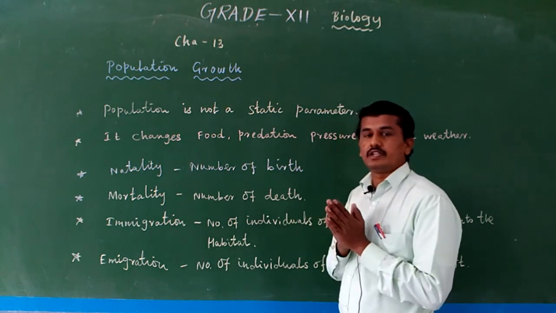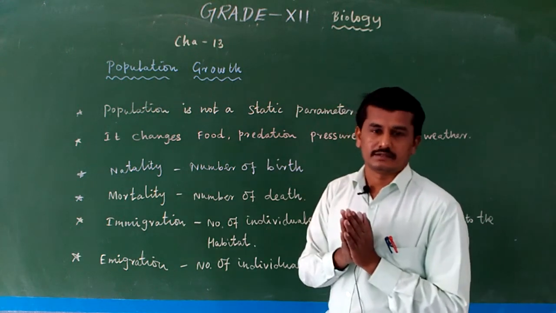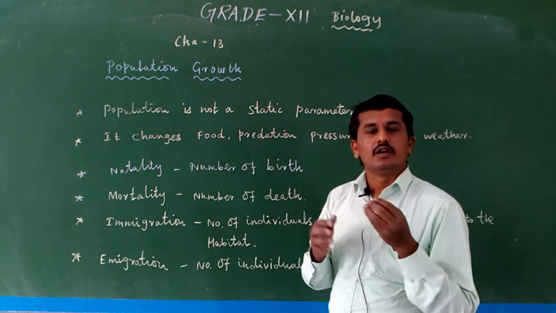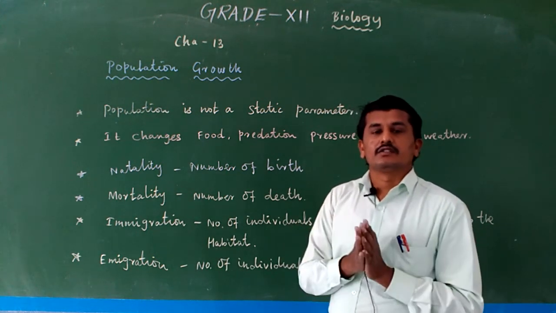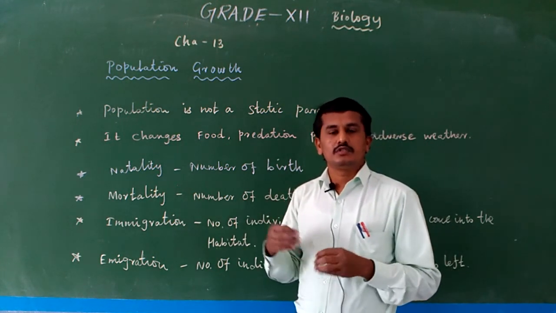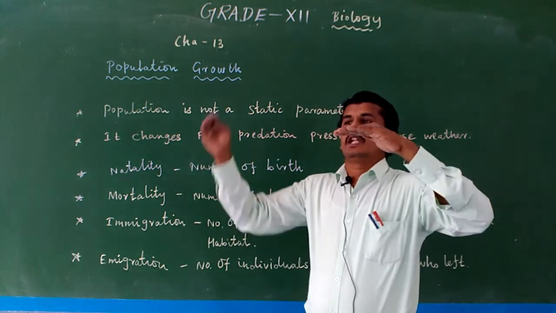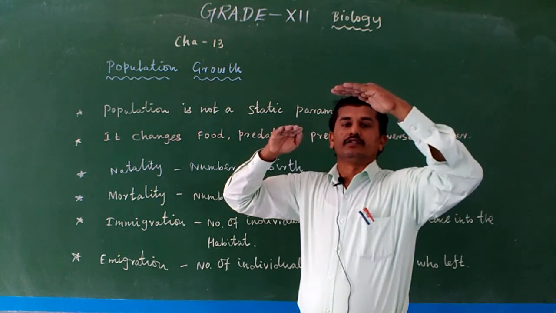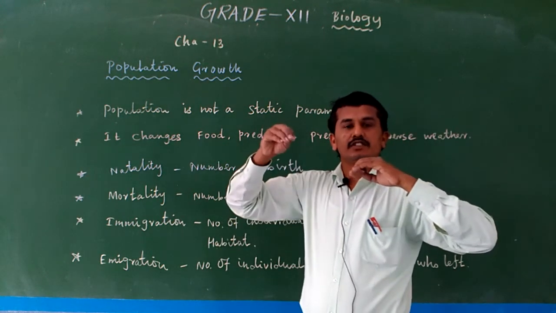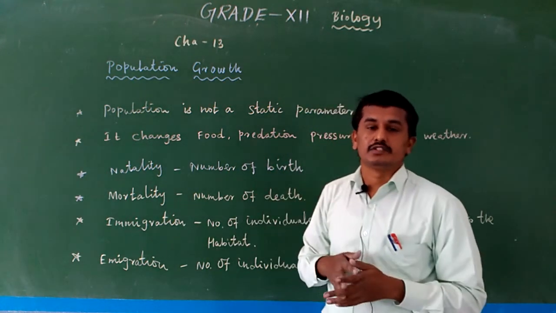Then mortality, like mortuary, means the number of deaths in a particular area in a particular year. For example, in a population of 1 lakh, 100 people died in a particular year. So the population is 1 lakh minus 100. Due to natality, the population will increase. Due to mortality, the population will decrease.